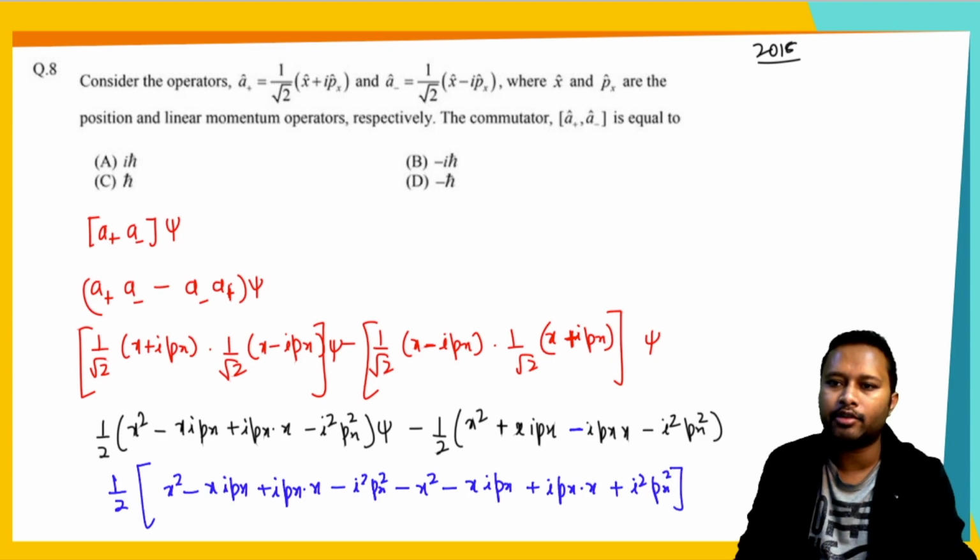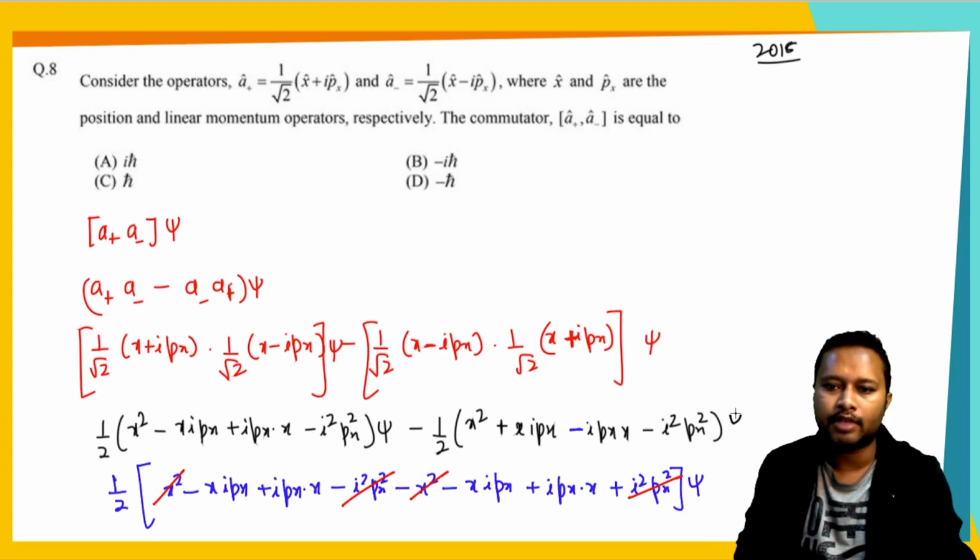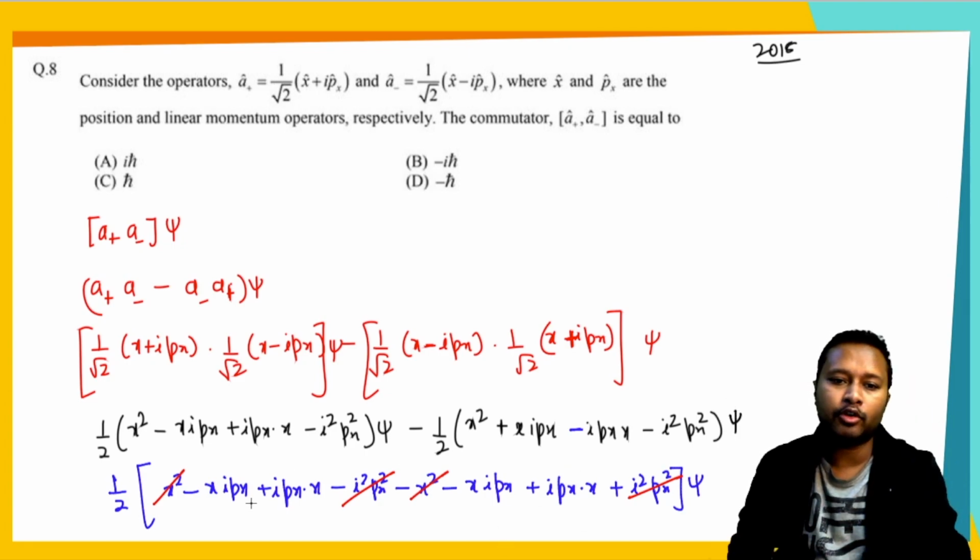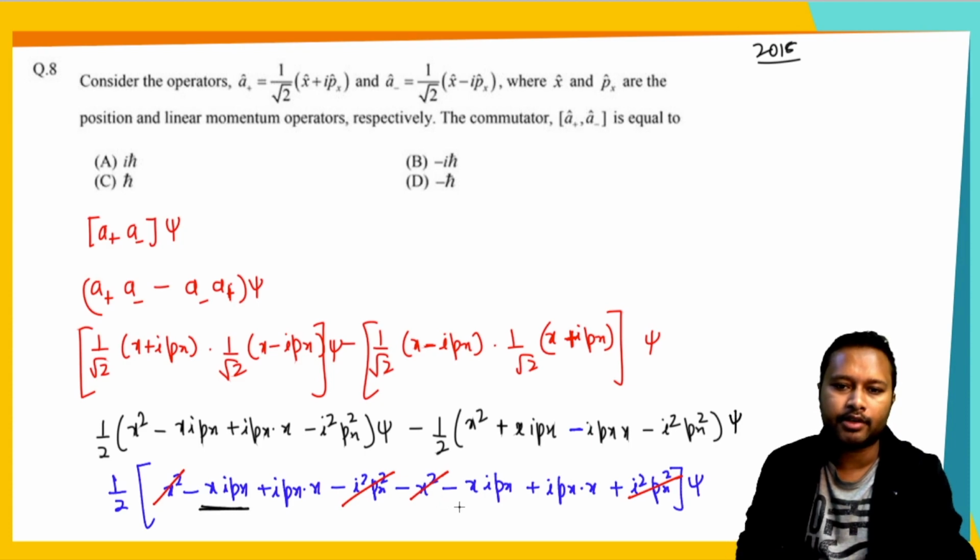Now you can cancel out the terms which can be easily cancelled out. x square and x square will be cancelled out. i square px square, i square px square will be cancelled out. Remember to put psi, don't miss out your psi. So psi should be there. Now what you are getting is 2 times of this function, minus 2 times of this and 2 times of this.